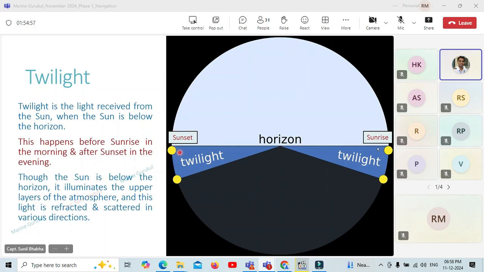Now, even though the sun is below our horizon, it still illuminates the upper layers of the atmosphere. This happens because of the refraction and scattering principle. The light undergoes refraction in the atmosphere and gets scattered in various directions, because of which we are able to see the light even after the sun has set, or the sun has gone below our horizon.